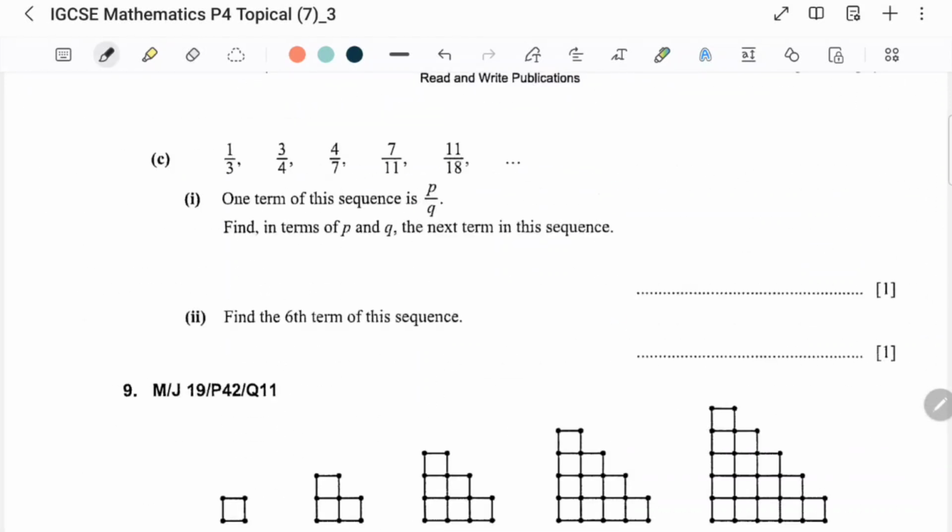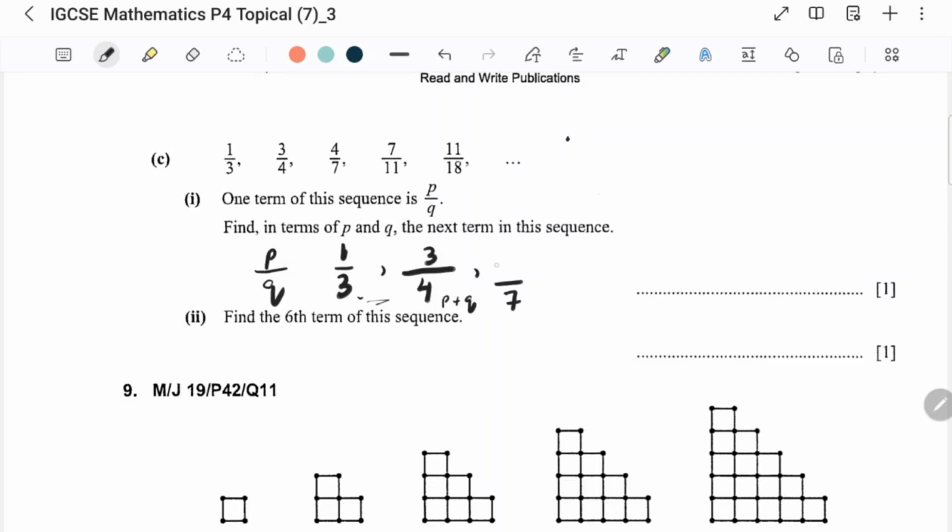Okay, see part: 1 upon 3, 3 upon 4, 4 over 7, 7 over 11, 11 over 18. One term of the sequence is in the form of P upon Q. For example, if it is 1 over 3, then the next term, you add 1 and 3 together, you will become 4. 4 is P plus Q. And now your number 3 will be P. Then what do you do? You just add these two, and then you will be getting 7.